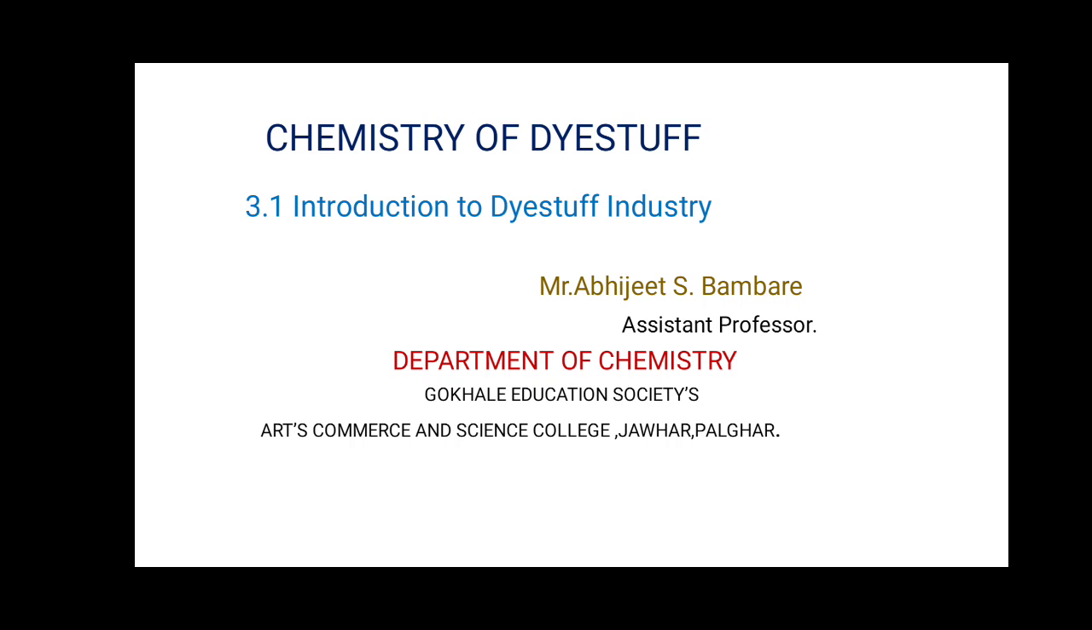In the TYBSc applied component, there are 4 main units: 2 units from drugs chemistry and 2 units from dye stuff chemistry. In the last video, we started chemistry of dye stuff.